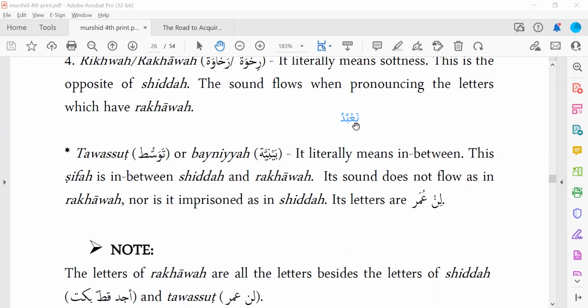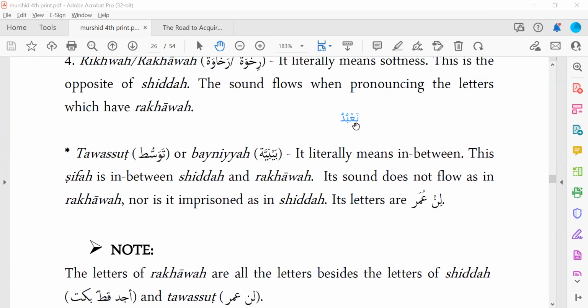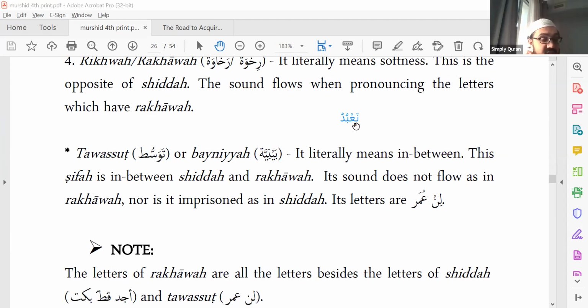Yes. So is it from that? That's not right. It's jahar. The breath does not flow. Okay. However, what about the sound? Is it shidda or rikhwa? Obviously, we know it's right here. It says tawasut, right? So meaning that the sound is not going to flow very much like the rikhwa letters, nor is it going to be as stuck as the letters of shidda.